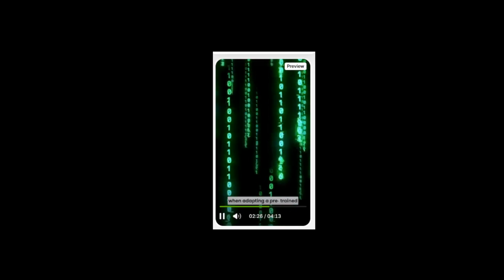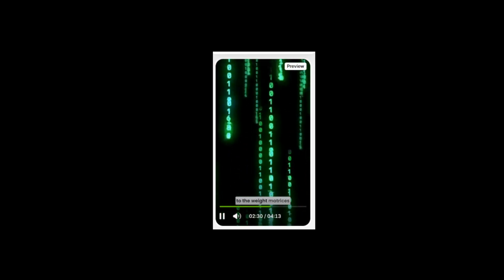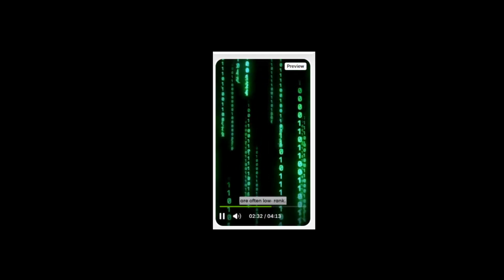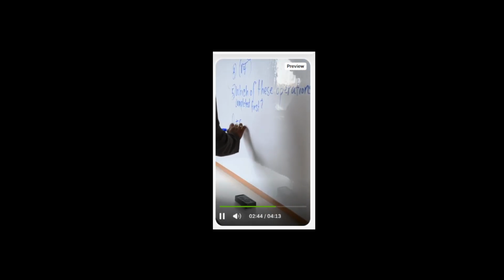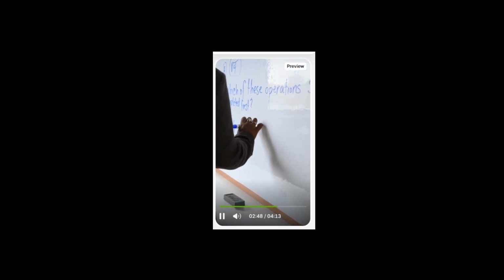But there is a clever insight. When adapting a pre-trained model to a specific task, the necessary changes to the weight matrices are often low rank. That is, the update ΔW can be expressed as the product of two much smaller matrices, A and B, where A and B have far fewer parameters. This is exactly what LoRA, low-rank adaptation, does.